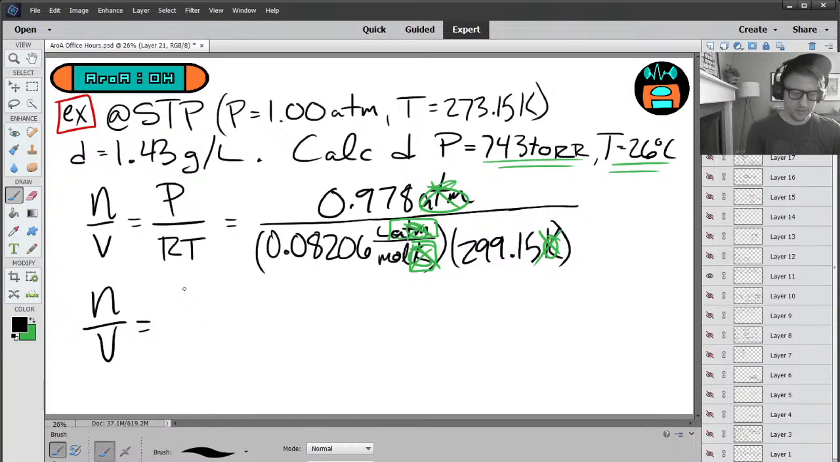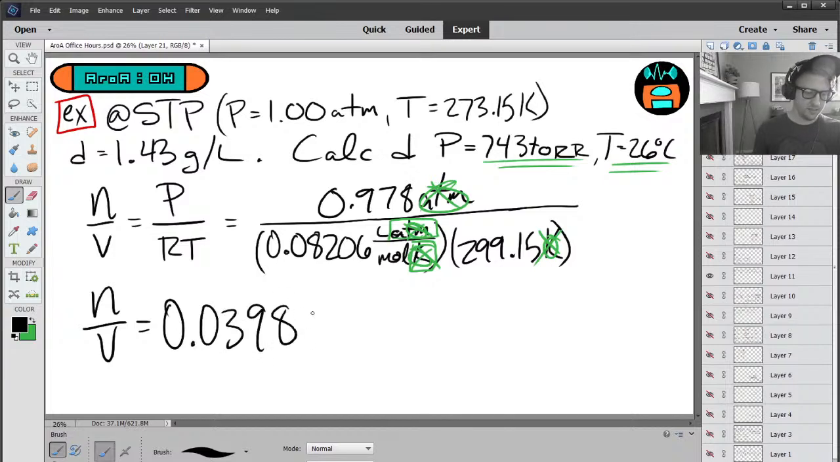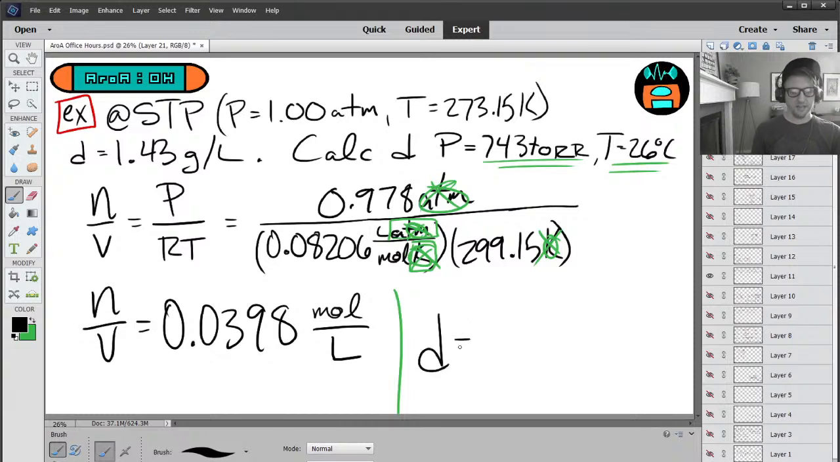So 0.978 divided by 0.08206 divided by 299.15 comes out to be 0.0398. And our units are moles per liter. Again, the reason why this is crucial is because our density is equal to our mole to volume ratio times our molecular weight.